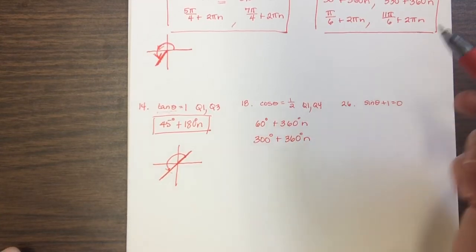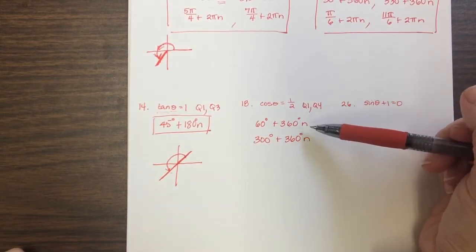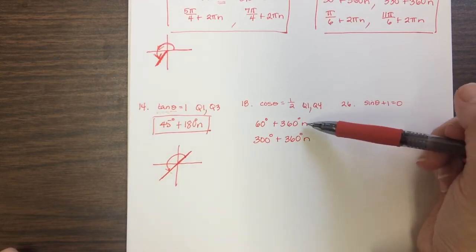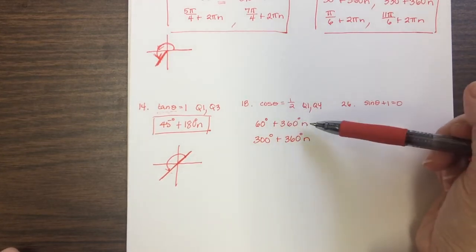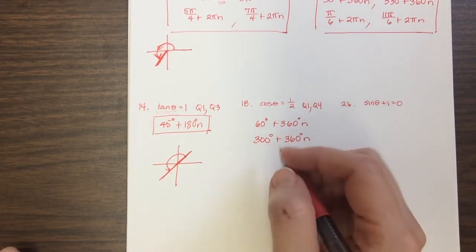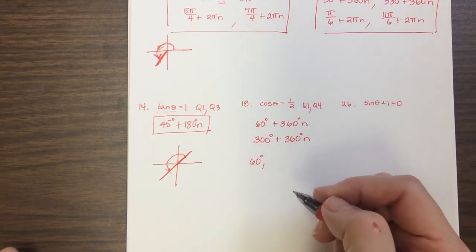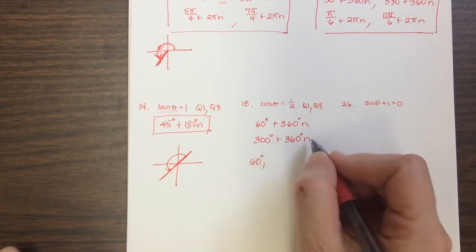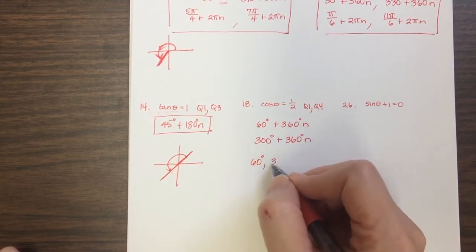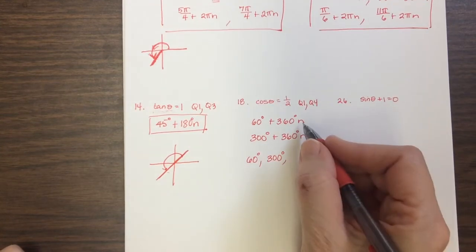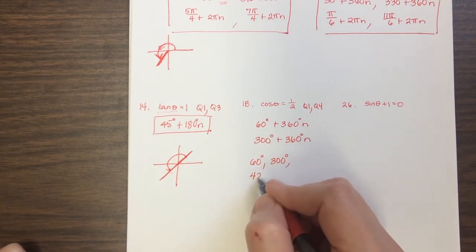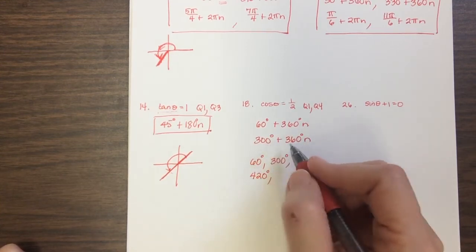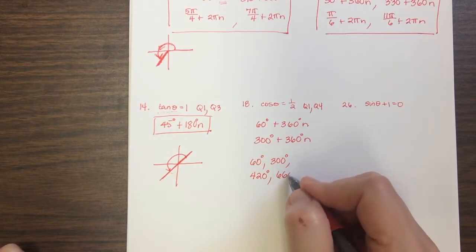Alright, so this is all solutions, and this is not what this question asks for. This question asks for 6 specific solutions. So at this point, all you need to do is plug in integers for n and figure out what they are. For example, if I plugged in 0, I would get 60 plus 0, which is 60 degrees. So there's one solution. If I plugged into this equation, I would get 300 plus 0. So there's another solution. If I plug in 1 for n, I get 60 plus 360, which is 420 degrees. If I plug in 1 here, I get 660.